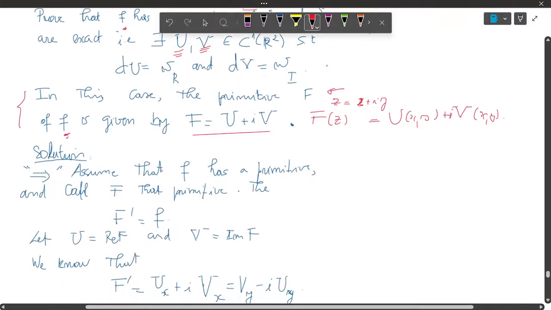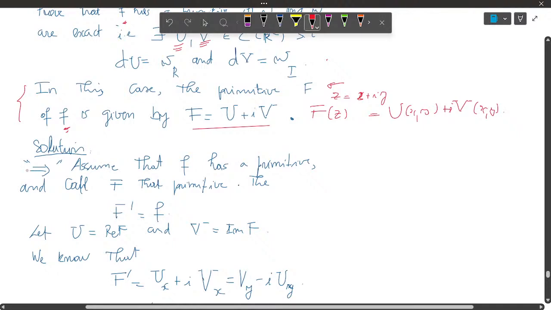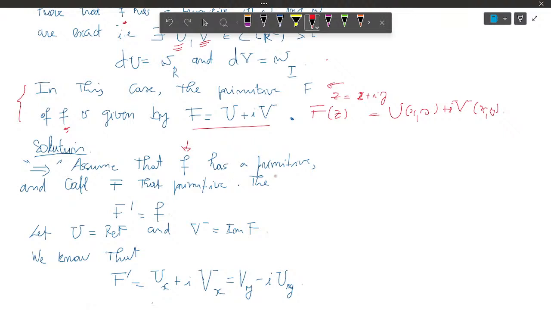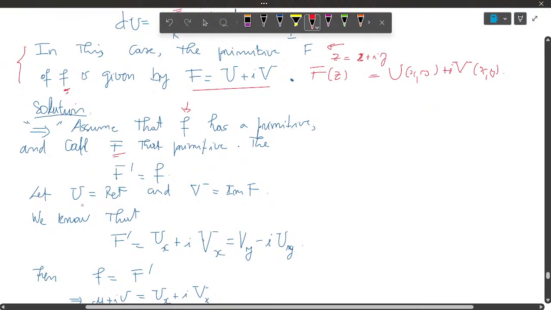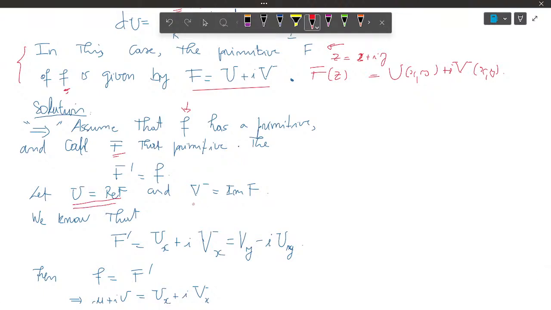So let us start the solution. We're going to start with the if condition. We assume that f has a primitive. If you assume that small f has a primitive and you call that primitive capital F, this means that the derivative of capital F is equal to small f. So then let us define capital U to be the real part of capital F and capital V to be the imaginary part of capital F.